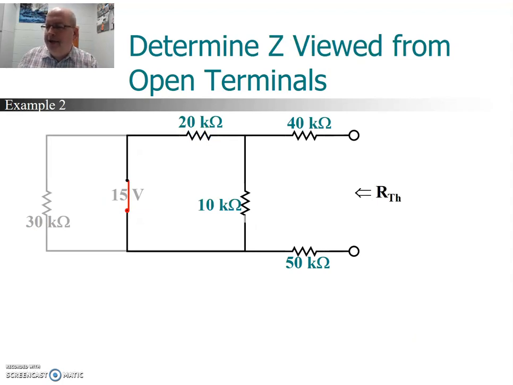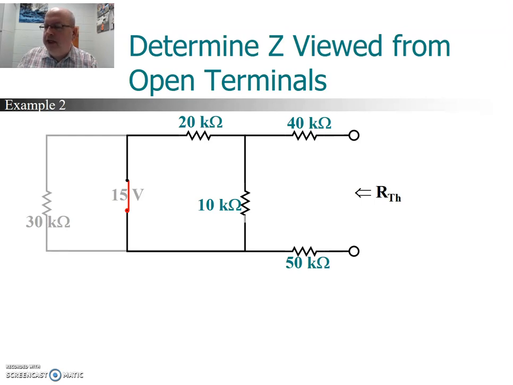So the next thing we have to do is to look in from the load terminals and determine what the Thevenin resistance is. When we do that, we remove the source. So I've removed the 15-volt source, replaced with a short. Since that's shorted out, the 30K is also shorted out and really doesn't play a role here. So I've grayed that out to remind you of that fact. Again, the 30K is shorted by the short placed in place of the source.